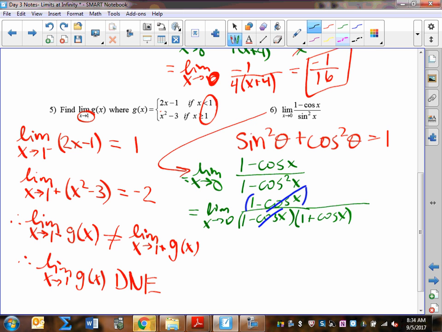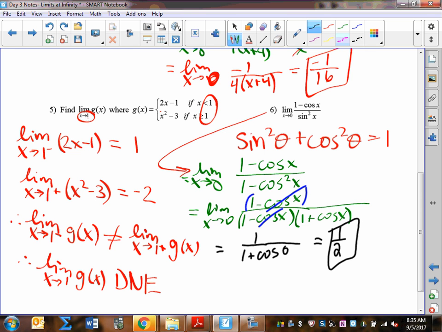Reduce. And now if we try direct substitution, we get 1 over 1 plus cosine of 0. What is cosine of 0? 1. So what do we actually get for an answer? 1. Now we probably could have gone ahead and multiplied by x over x to help us out with getting that into where we can use those trig limits that we do know, but this is probably the easier, quicker way. All right, any questions on those limits?